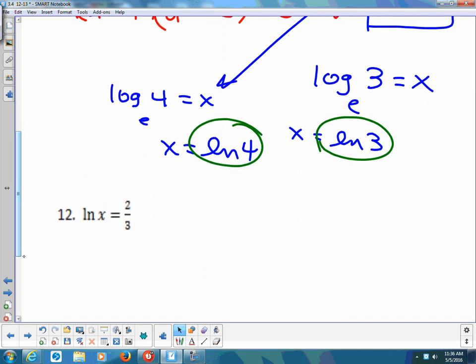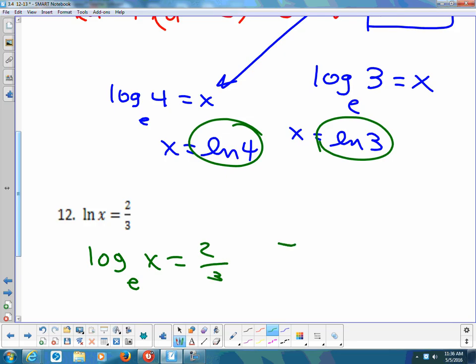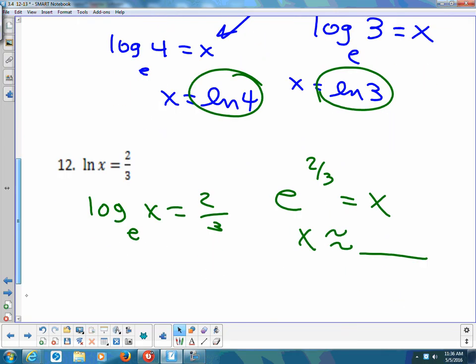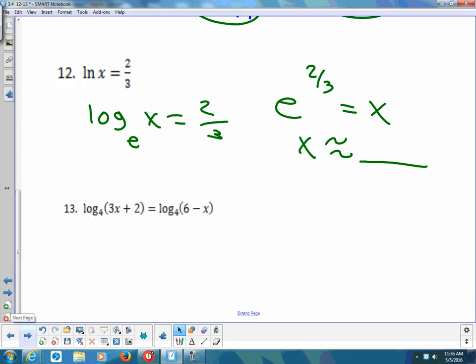Let's take a look at this one. If ln of x equals 2/3, remember that's the same as log to the base e of x equals 2/3. And so I'm going to rewrite this one as e to the 2/3 equals x. That's my exact answer, and of course you can get a decimal approximation for that with your calculator.